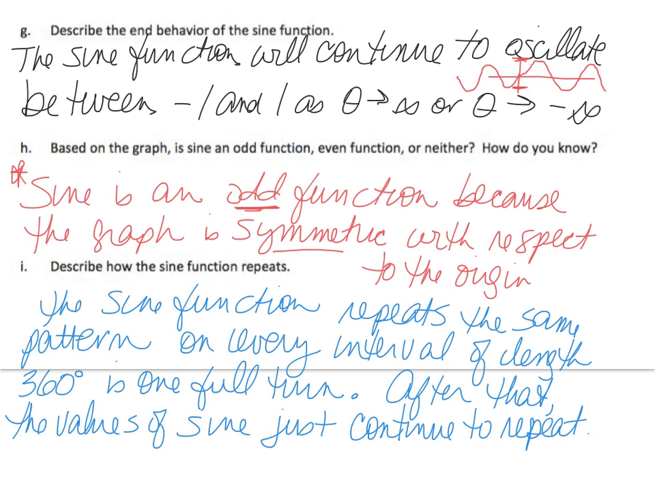And finally, part I, repeats. Well, this one is a little easier. The sine function repeats the same pattern on every interval of length 360. Okay, 360 is one full turn. After that, the values of the sine just repeat and repeat and repeat, which is that periodic function. So it starts at 0 and goes to 360, and that's how the sine function works, and it oscillates between 1 and negative 1.